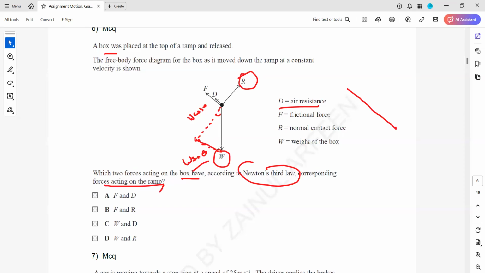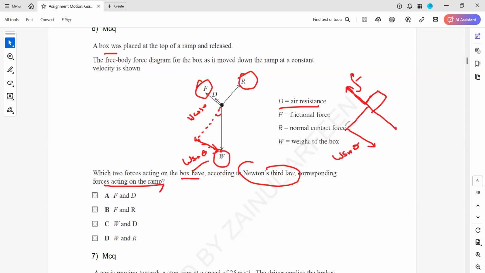So W sine theta is trying to cause a downward motion. Which one is a reaction force of W sine theta? F is the reaction force of W sine theta. Because it is moving at a constant speed, the W sine theta, which is trying to cause a force in this direction, is opposed by friction, which causes a force in the opposite direction.